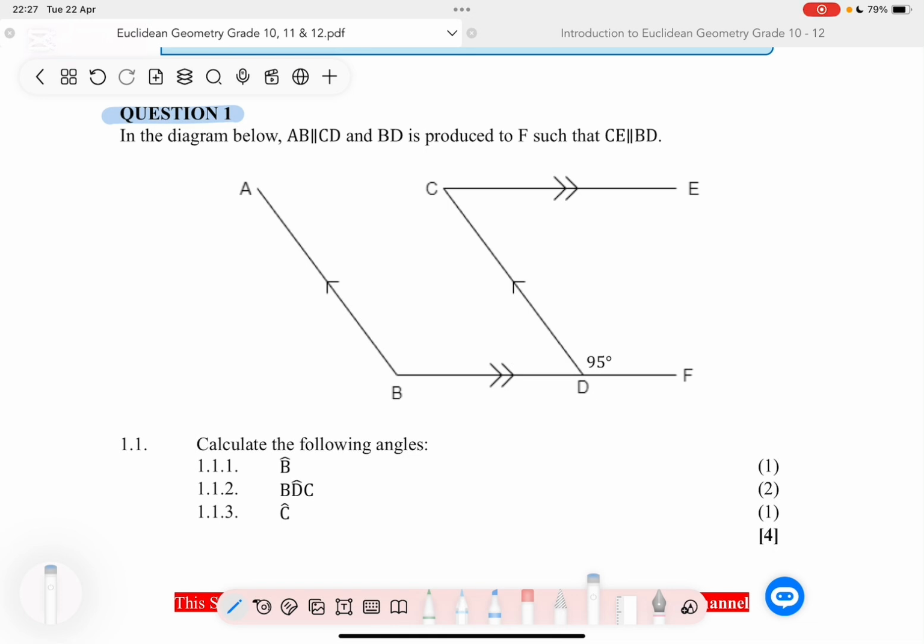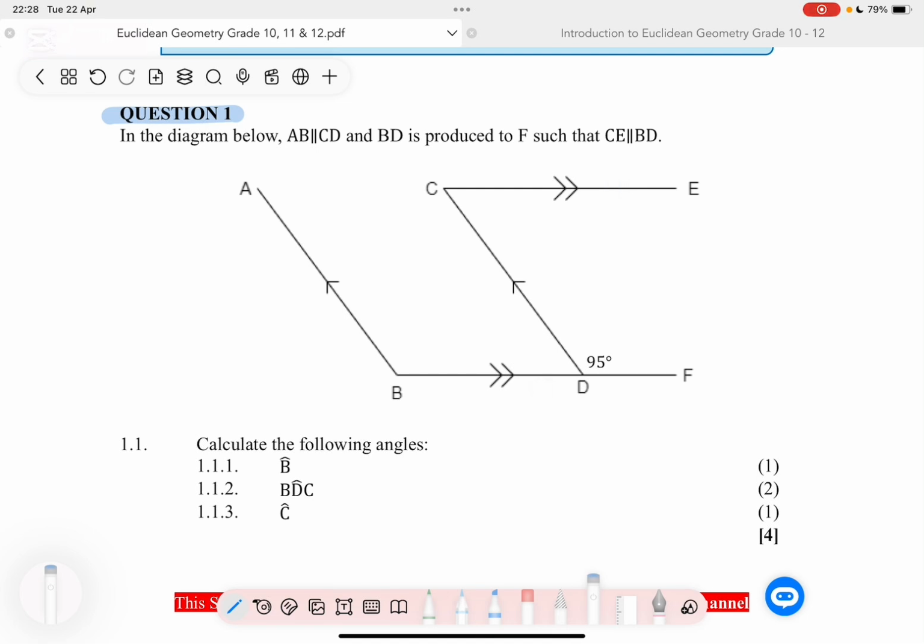We further have line BD. They say it is produced to F. That means it is extended so that it goes to point F. And when that happens, we then have CE parallel to BD. So we use double arrows here because we already have parallel lines this side, and so we have other parallel lines this side here.